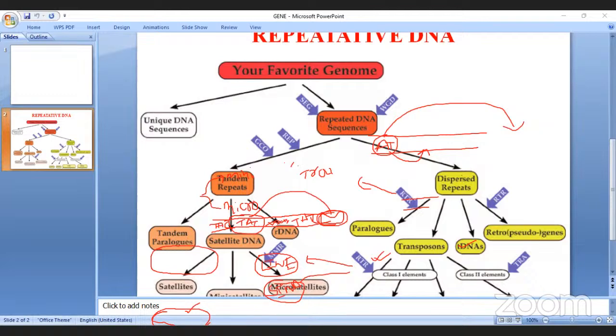Is it clear about repetitive DNA or any doubt in this? Hello?